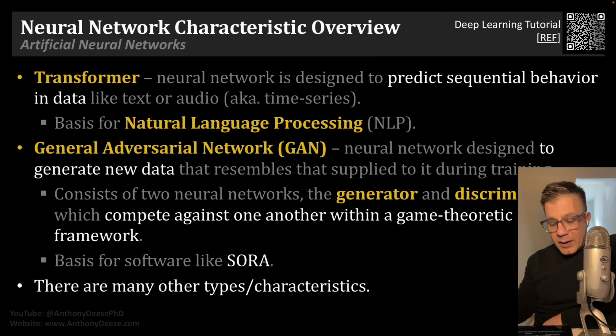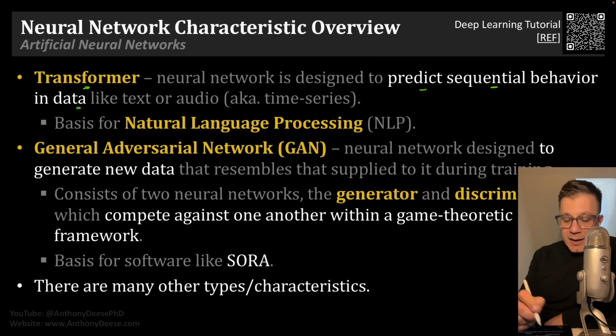Another interesting neural network type is the transformer. We talked about it a second ago. And this type of neural network is designed to predict sequential behavior in data, examples being text or audio, anything that can be represented as a time series. And this is the basis for natural language processing.